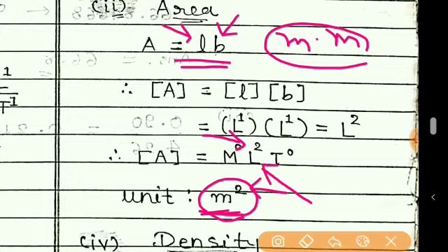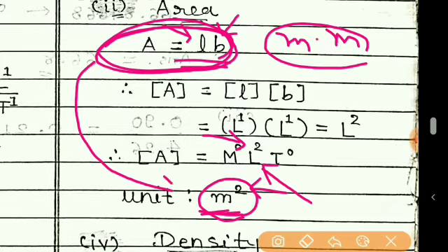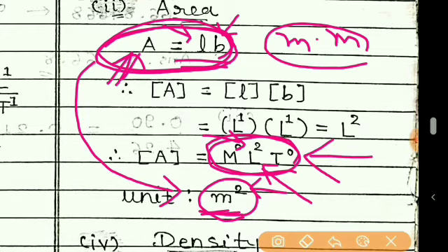So students, if there is a formula known to us, then we can get the unit also for that physical quantity, as well as we can easily obtain the dimensional formula.